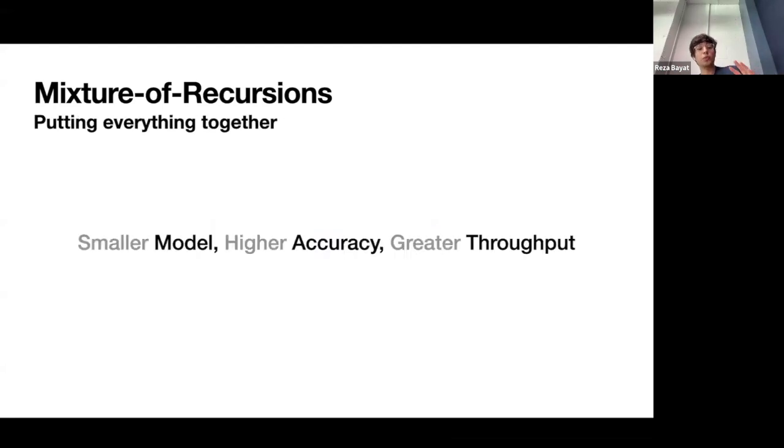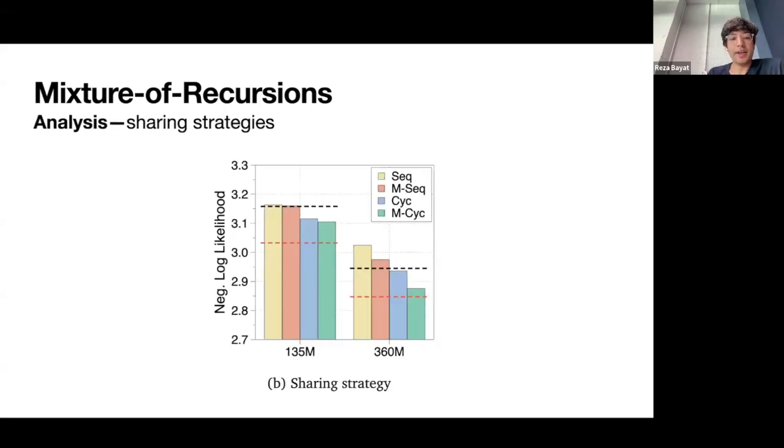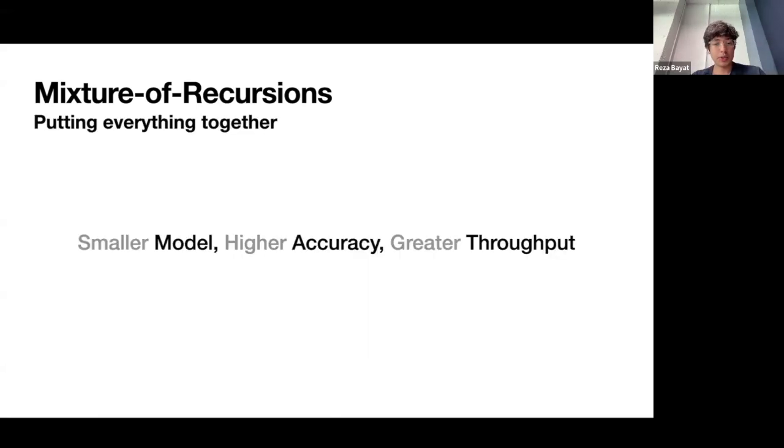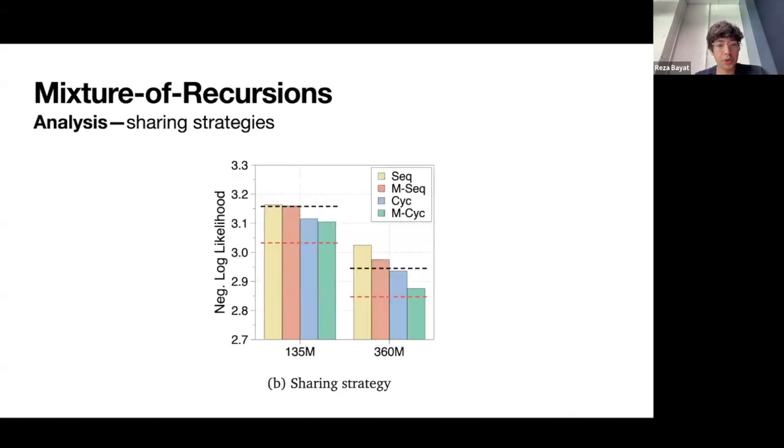So in one sentence, we design an architecture which helps you to have a smaller model with higher accuracy and greater throughput. So everything in one place, basically. And so far what I discussed was the main results. If there are no questions, I will go over some analysis.